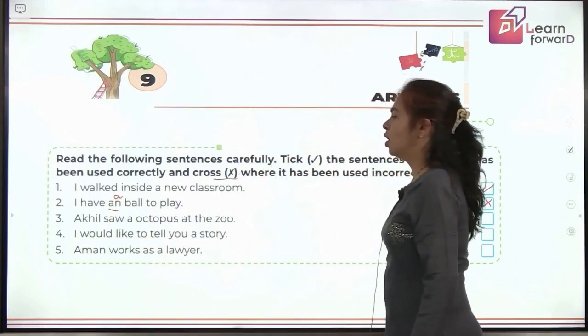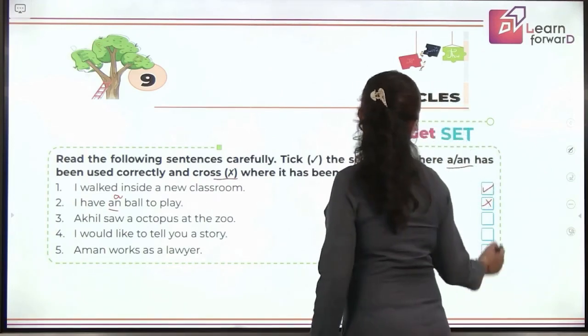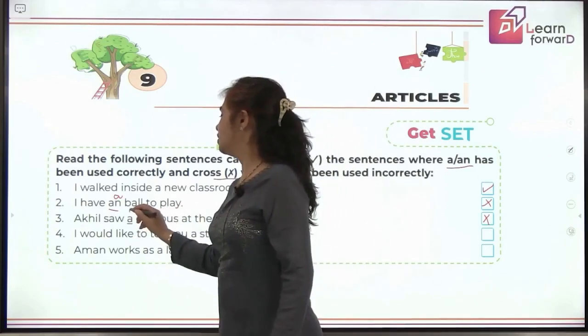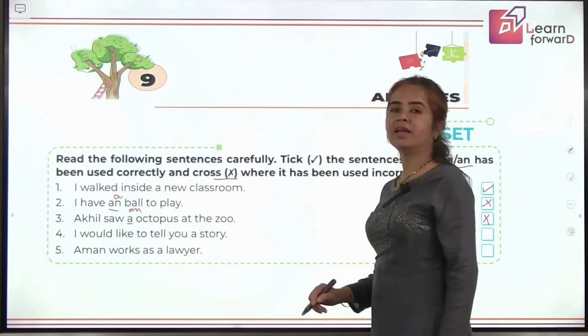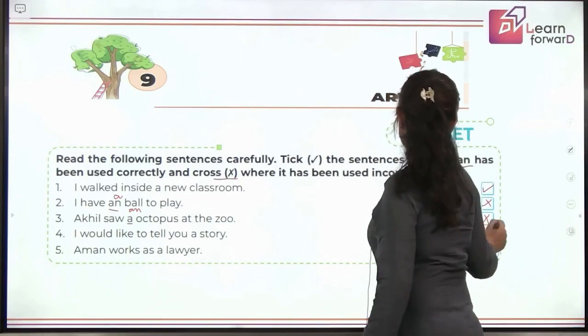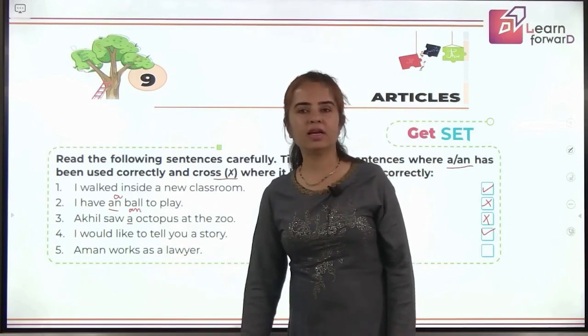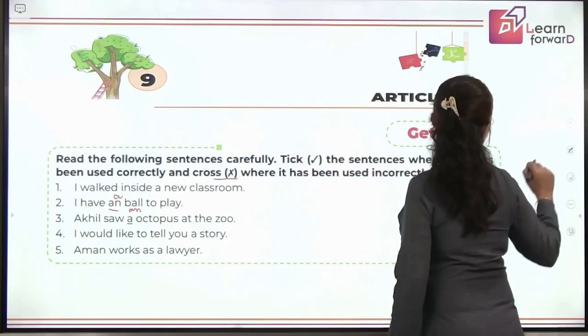Akhil saw a octopus at the zoo. What's the error then? Tell me. It's incorrect. Perfect. Okay, yes, it should not be a, it should be an. Very good. I would like to tell you a story. Is it correct? Yes, that's perfectly fine. Aman works as a lawyer. Is that also correct? Yes, that's perfect. So you know the correct and incorrect use.